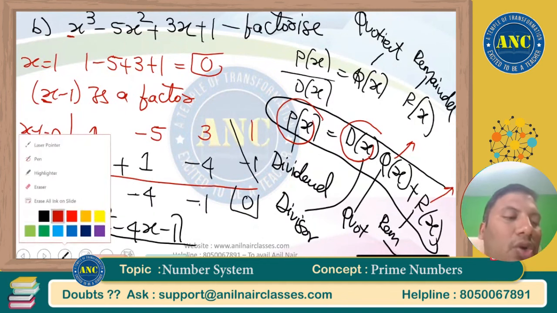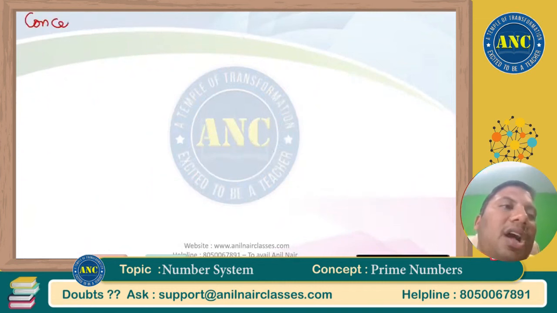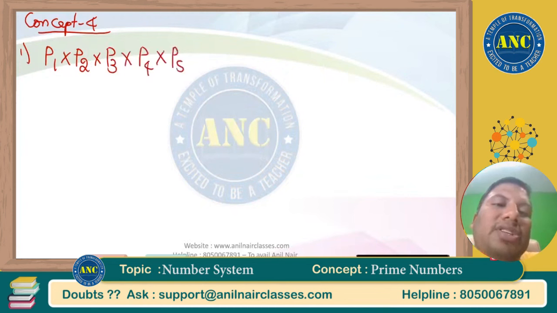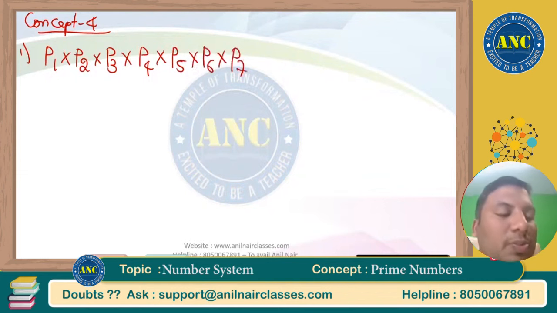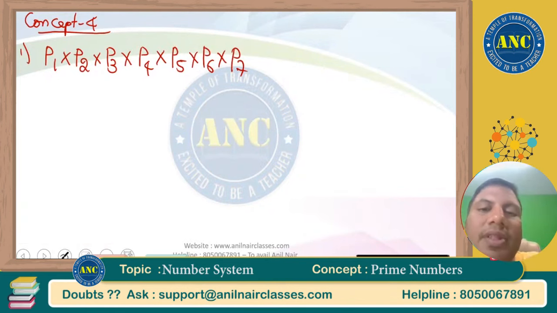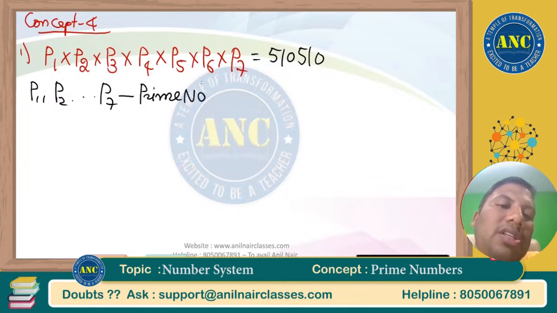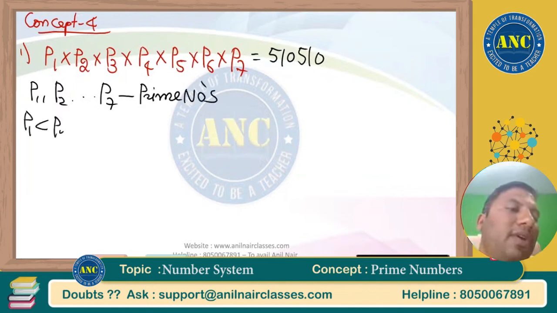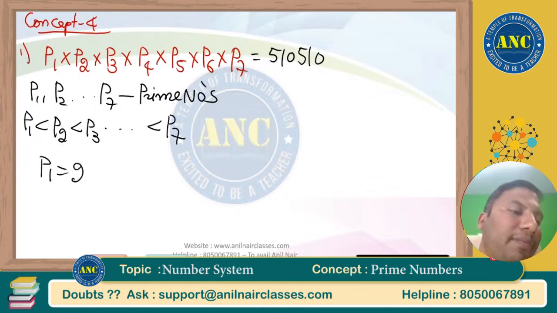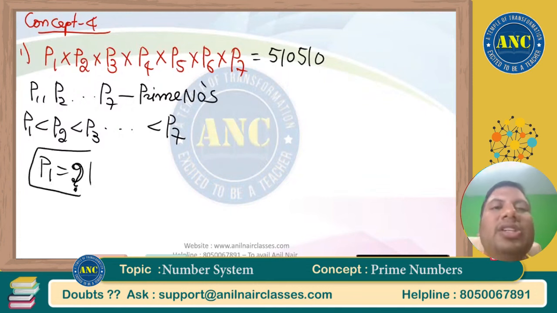Next, concept number 4. Two more concepts we will discuss in detail. Concept 4 is another variety of questions. P1 into P2 into P3 into P4, P5, P6, P7: the entire multiplication is 510510. All these numbers, P1 till P7, are prime numbers. So if the question is P1 less than P2 less than P3 and so on up to less than P7, find the value of P1. We will determine all the values of P1 to P7 so that you will understand the various divisibility rules.